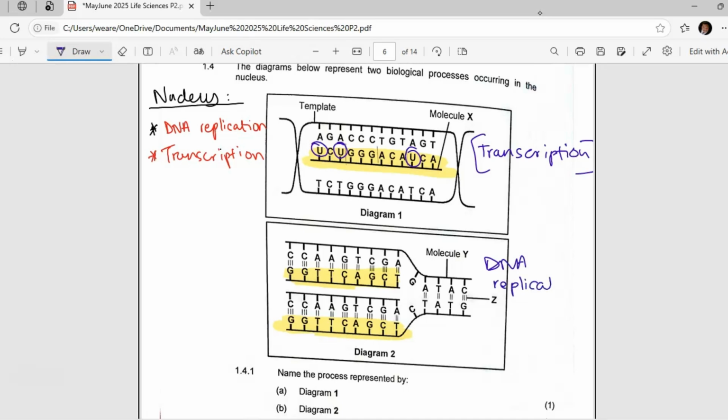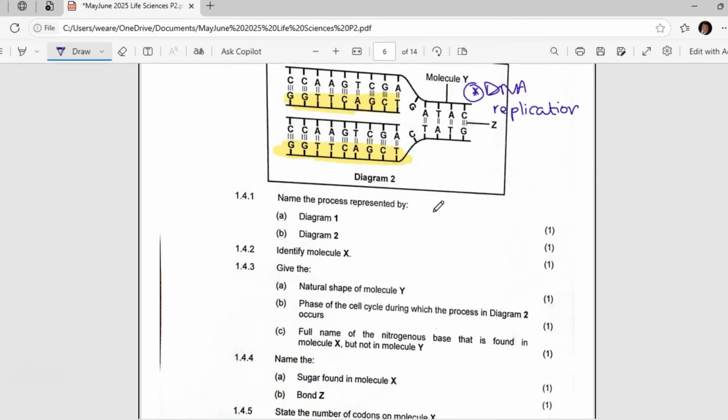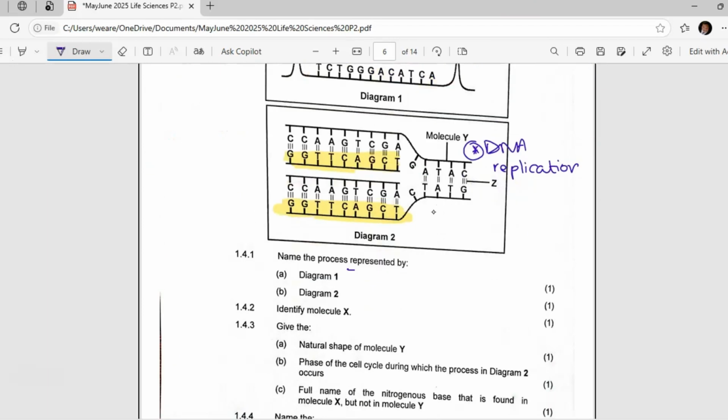Also, what I want to urge you to do is to not leave out the DNA here and just write replication. We don't know what happens at finals. We don't know if they will just accept replication. So please write DNA replication, right? Because the argument can come across that someone will write RNA replication. So just be specific and write DNA replication, please, dear matriculants. I implore you. So we've now discussed that, so we know that diagram 1 here is transcription, and diagram 2 now is DNA replication.